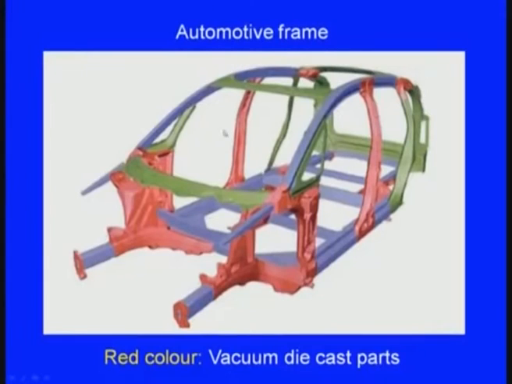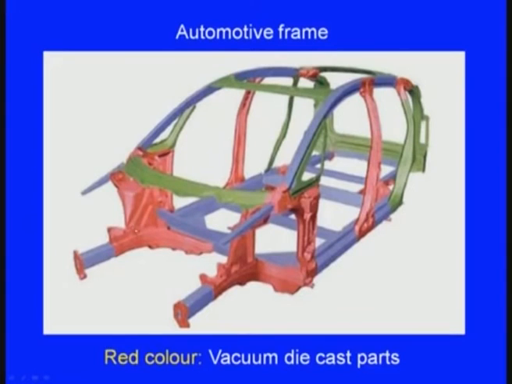Next one, so these are some of the examples of the vacuum die cast parts. This is an automotive frame, these red colored parts. So, these are the parts produced from the vacuum die casting. So, this is the automotive frame.